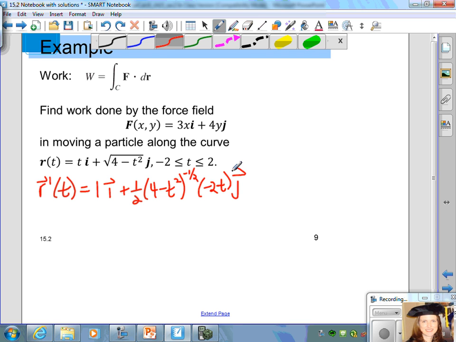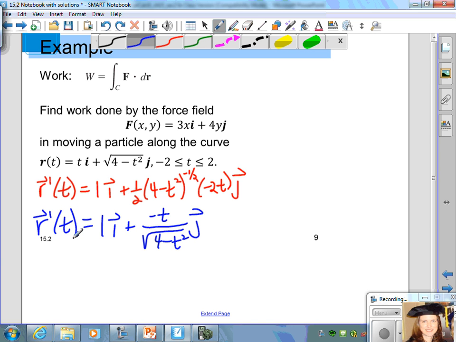That's times j. When we simplify this, we get 1i plus that, the -2 and the 1/2 will simplify, and this -1/2 power, we can write it as a fraction. So we simplify this to have a -t in the numerator and the square root of 4 minus t squared in the denominator. That is going to be your r prime of t.